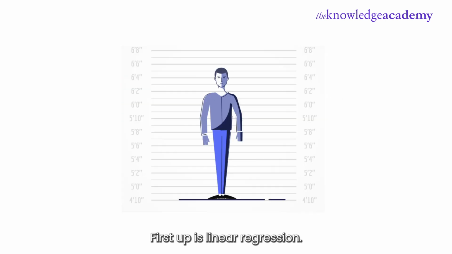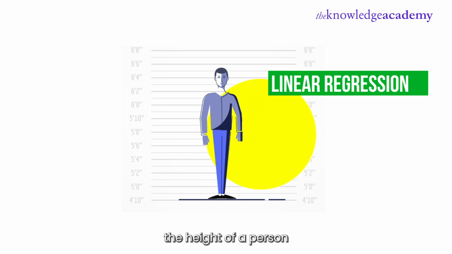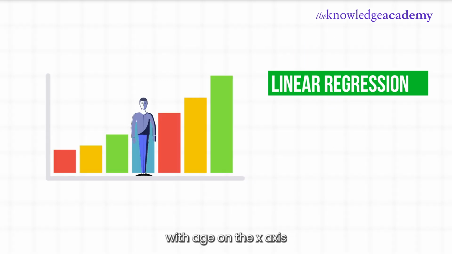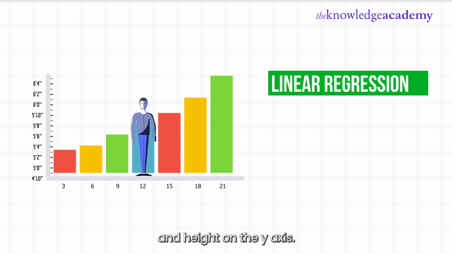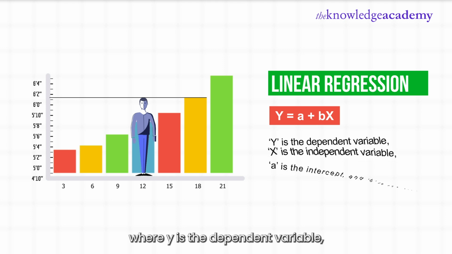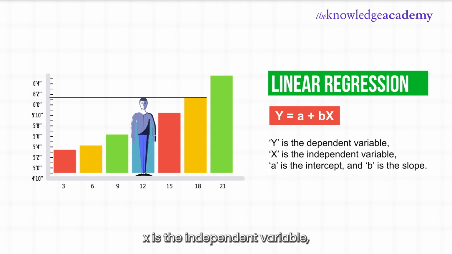First up is linear regression. Imagine you want to predict the height of a person based on their age. You collect data and plot it on a graph, with age on the x-axis and height on the y-axis. The straight line you see is the regression line. It summarizes the relationship between age and height. The equation of this line is usually written as y = a + bx, where y is the dependent variable, x is the independent variable, a is the intercept, and b is the slope. The slope tells us how much y changes for a unit change in x.